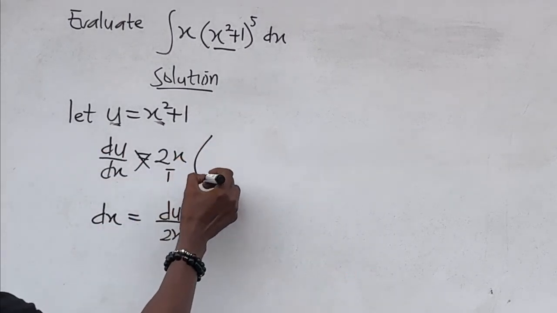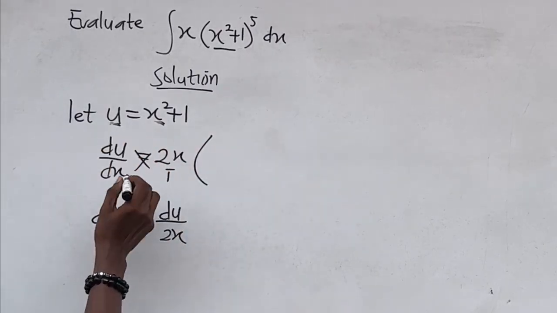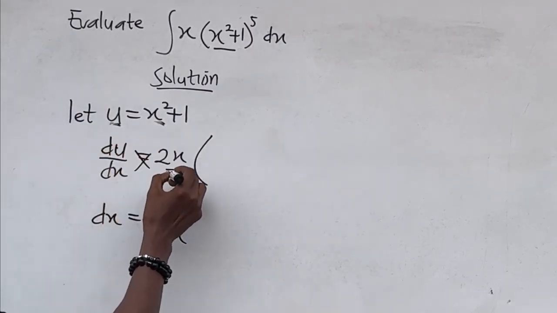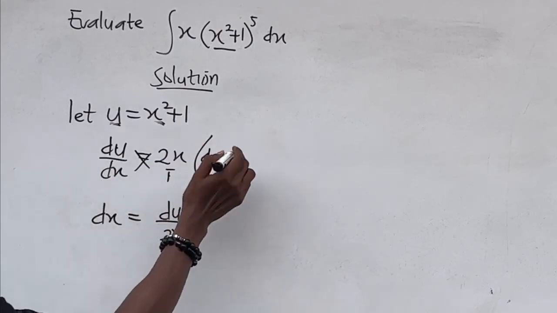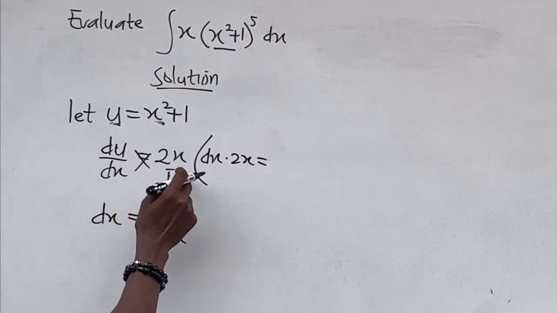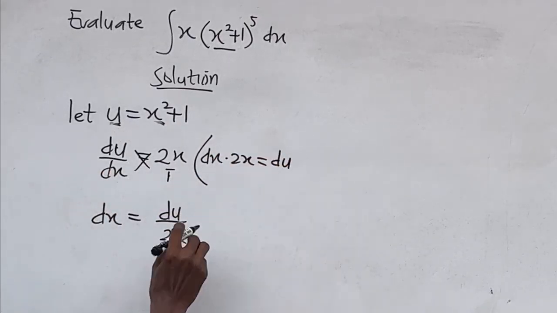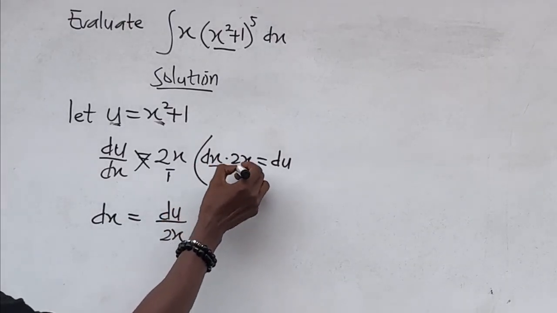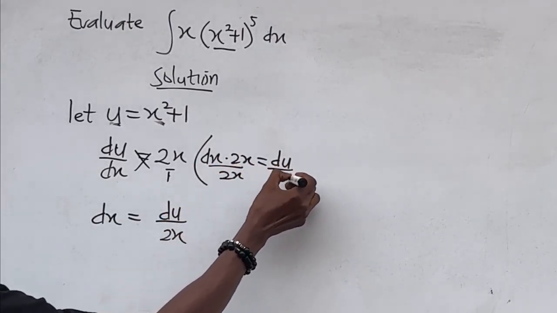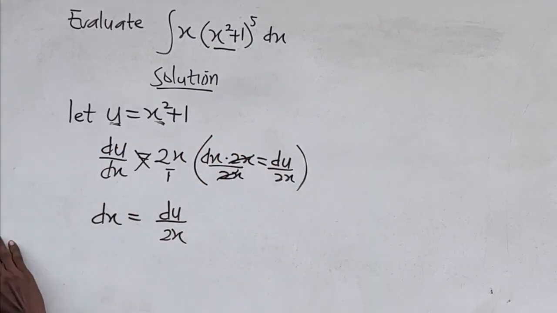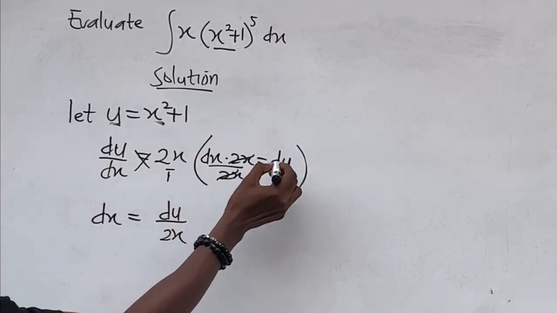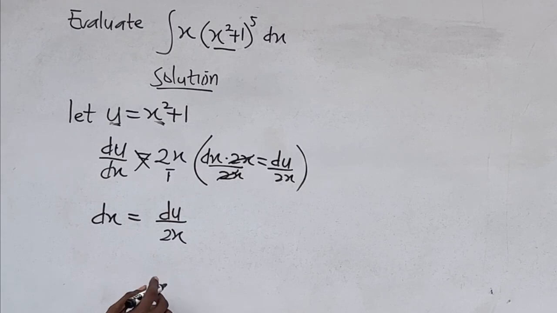In case you do not agree, let's cross multiply carefully. So du multiplied by 1 is du. So dx multiplied by 2x equals du multiplied by 1. That's du, right? So if you divide both sides by 2x, then this 2x will cancel 2x over here. Then dx now is equal to du over 2x.